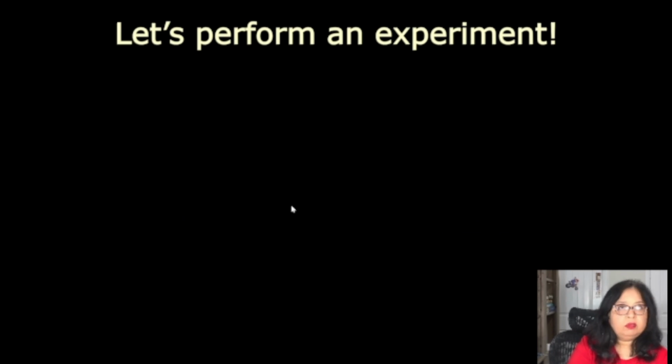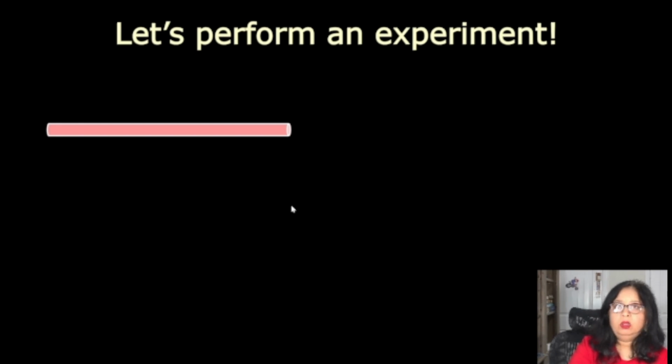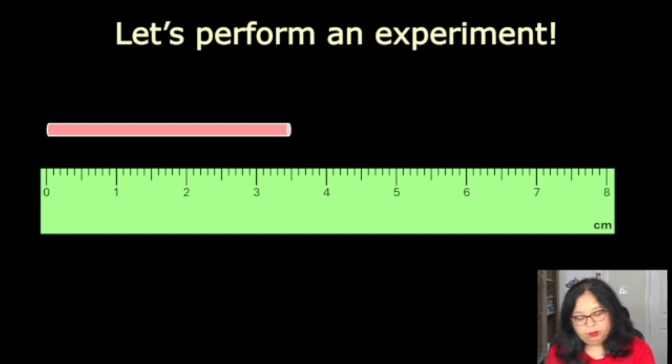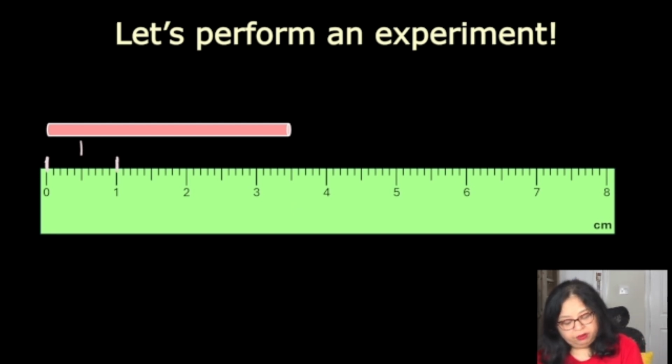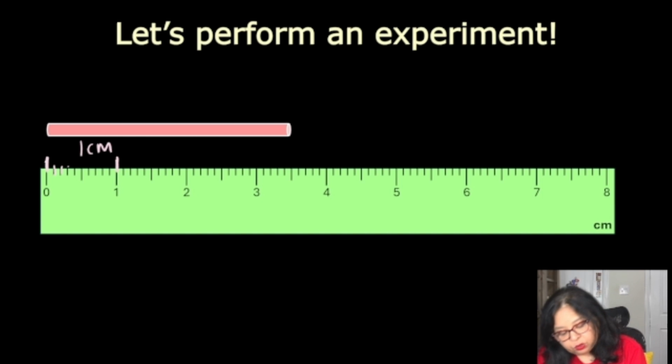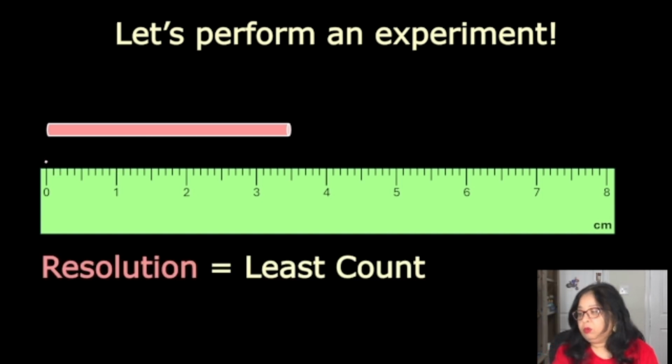So let's discuss an experiment. Let's say we're asked to measure the length of this rod. What kind of tool would you use to measure the length of the rod? I would use a ruler. This ruler is marked in centimeters. So the distance between these long lines represents 1 centimeter. But we also have these shorter lines. Distance between any two short lines, what does that equal?